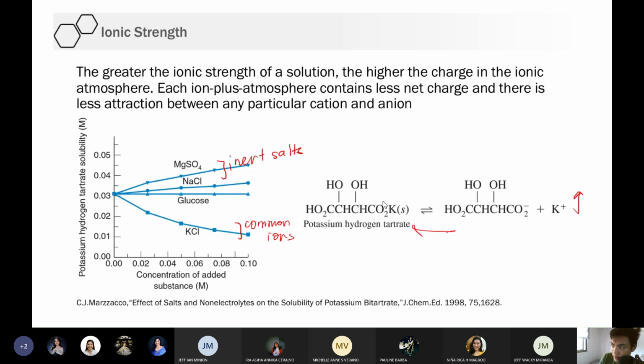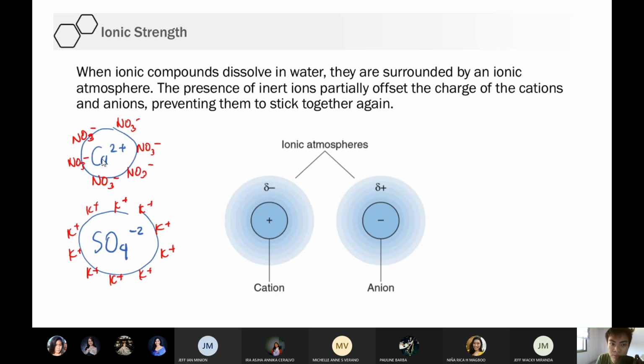So magnesium sulfate is not written in the equilibrium expression, but it can shift the system. Why? Because it floods the ionic atmosphere, and that prevents the precipitates from reforming.